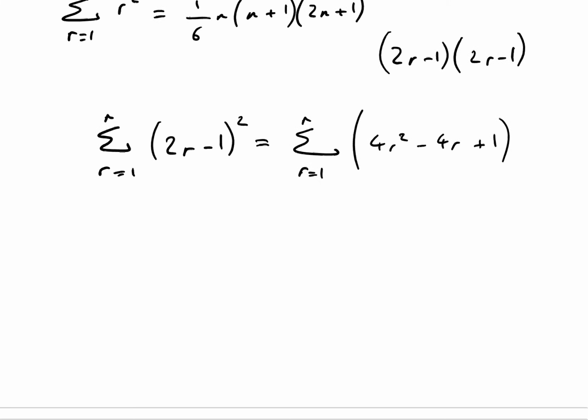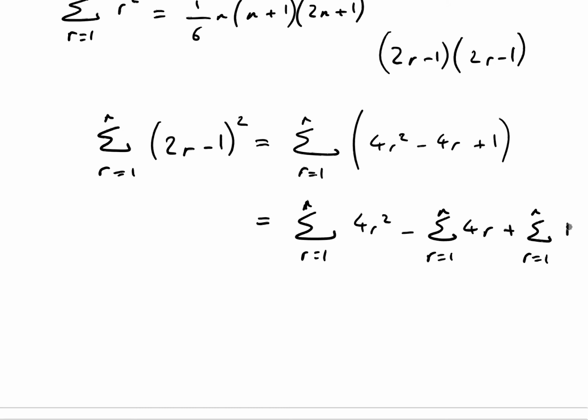Okay, and then what I want to do is this is a summation of all of that. Well, it's got 3 terms inside this bracket. It's got 4r squared, that's one term. You've got the minus 4r, that's another term. And you've got the 1, that's another term. Because I'm summating 3 terms, that's the same as the summation of the 3 terms individually. So I'll show you what I mean. I can go the summation from 1 to n of 4r squared, the first term, minus the summation of the second term, 4r, plus the summation of the last term, which is just 1.